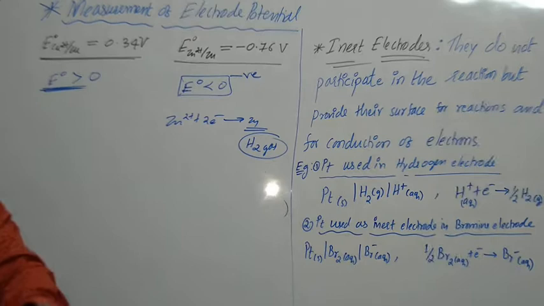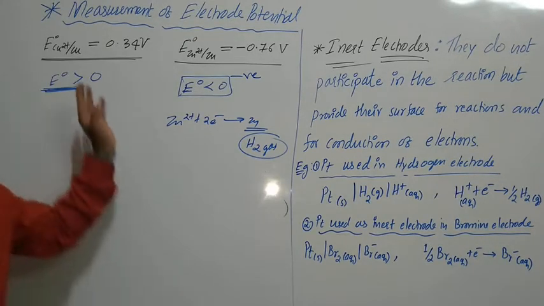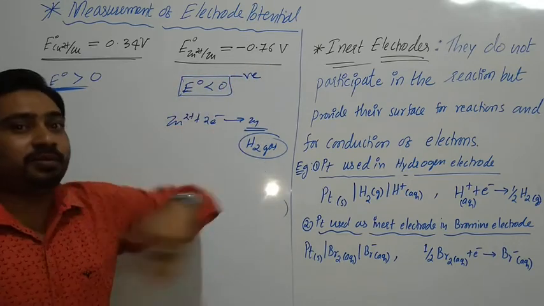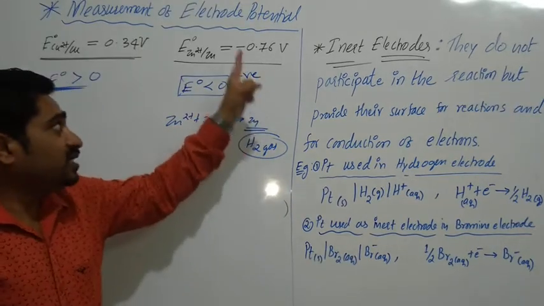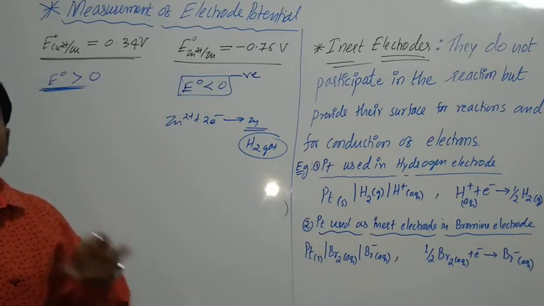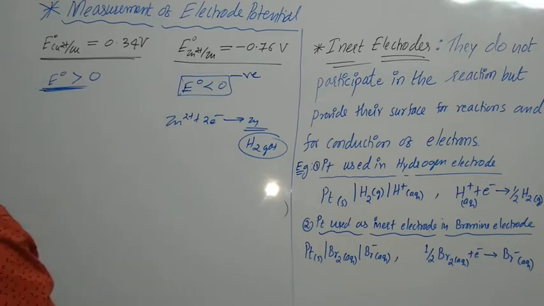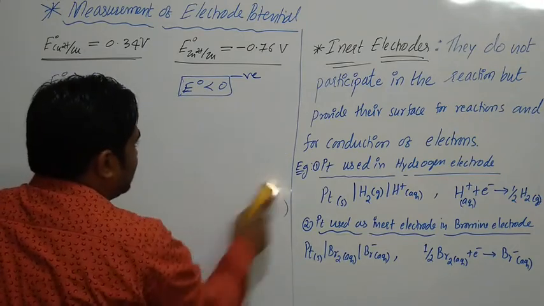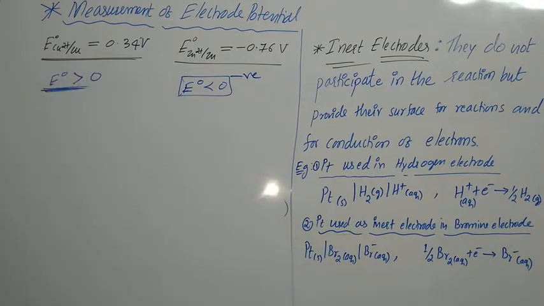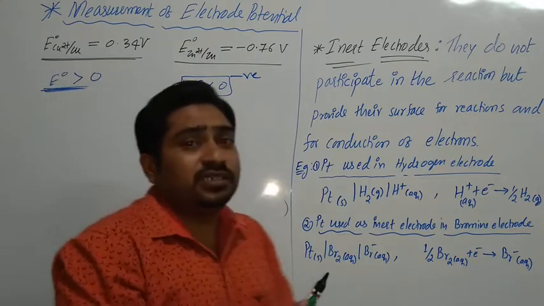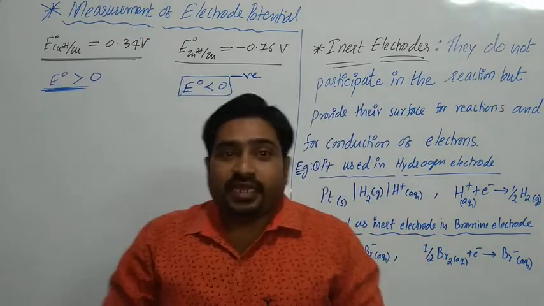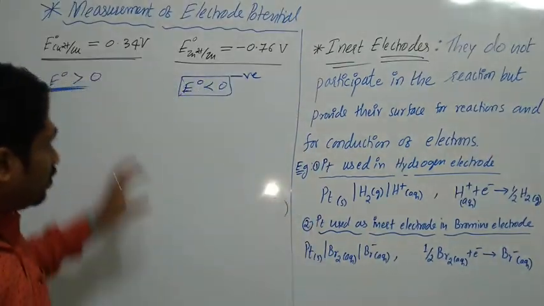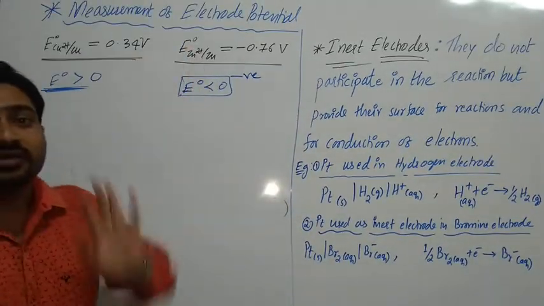If the electrode potential of a metal is positive, that metal is more stable than hydrogen gas. If the electrode potential of a metal is negative, that metal is less stable than hydrogen gas. So from the values of electrode potential, you can understand many things, and also many data about the properties of our metal ions.